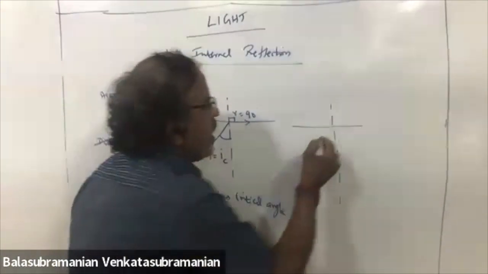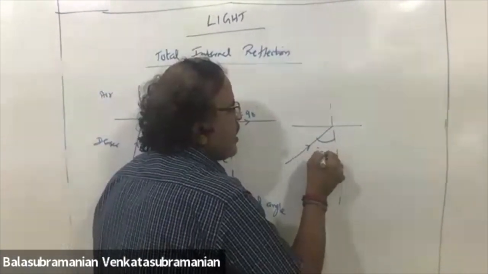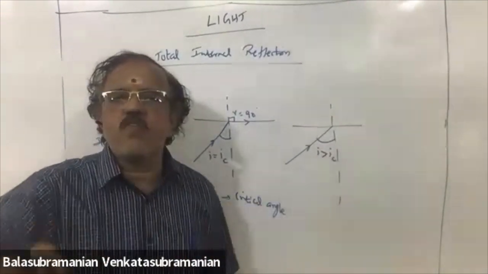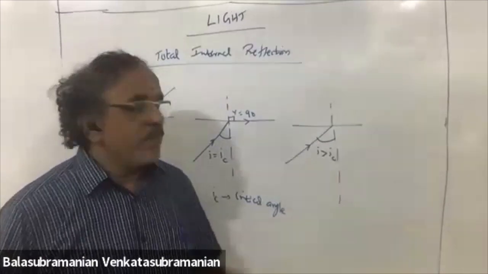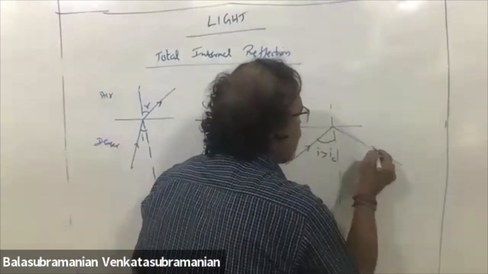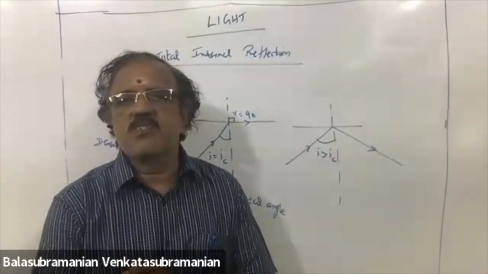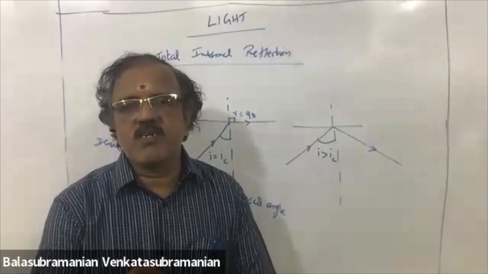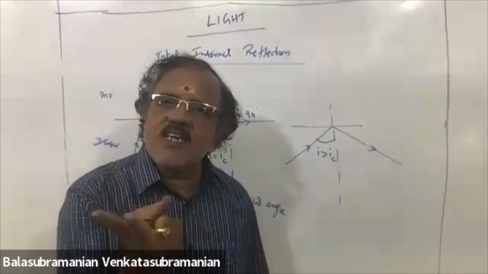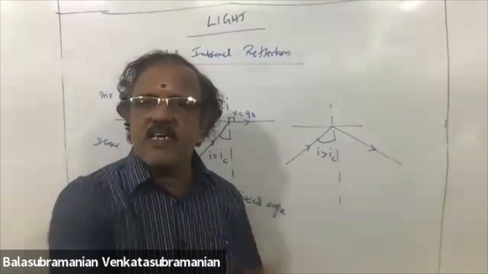Suppose I allow the light to be incident at an angle greater than the critical angle, I greater than IC. There is no question of refraction here. The entire light is reflected back, turned back. This is called total internal reflection. The angle of incidence should be greater than the critical angle. Greater than the critical angle means no light will be refracted. The entire light is reflected.